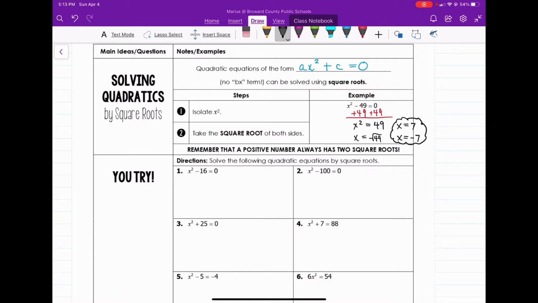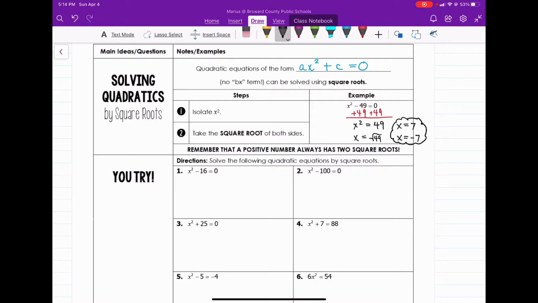Today we're going to do another algebra lesson about solving quadratics by the use of square roots. Quadratic equations in the form ax squared plus c equals 0 can be solved using square roots. In other words, there is no bx term. There are two steps: isolate the x squared term and then take the square root of both sides.